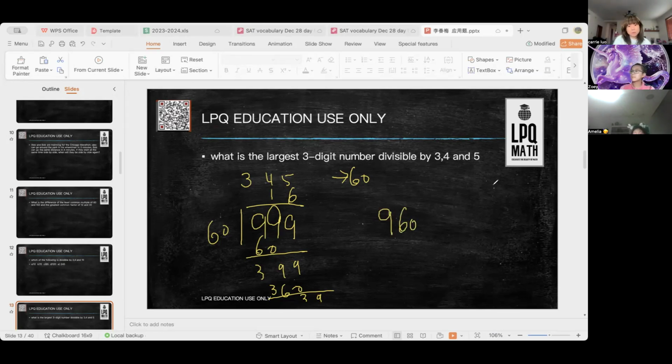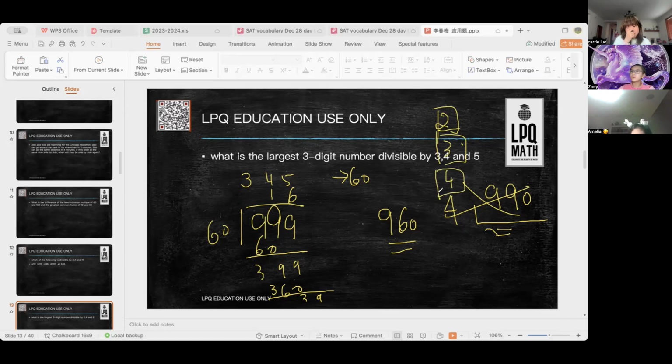Okay, so let's see. Before we thought it's 990, right? And 960. So which one is right? We can check 990 is divisible by 3, of course, divisible by 4. Oh, 4 is the last 2 digits or last 1 digit? I think it's the last 2 digits. Yeah, last 2 digits. Sorry, I was wrong from the first listing. Let's go over the divisibility rules. 2 is the last digit divisible by 2. 3 is all the digits add up divisible by 3. And 4 is the last 2 digits. So that's why 960 is the right answer.